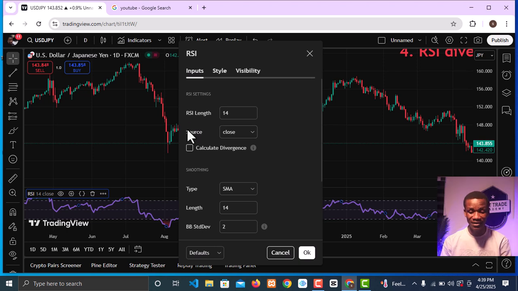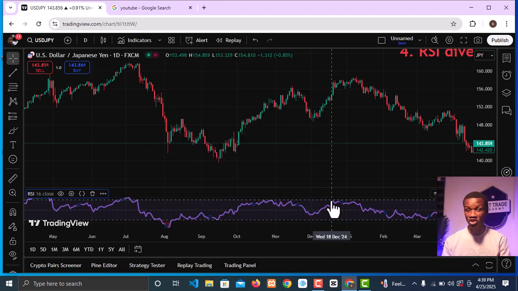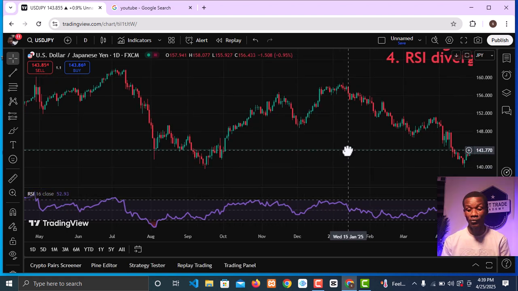Under input, you see RSI length. We want to change this length to 16. This is the best setting, in my opinion, that you can use to spot the most accurate divergence using the RSI indicator. So put 16 here and leave everything else the same, and I will click OK. Once I do that, you see there is a little bit of shift in the RSI. This helps smooth out and filter out false signals by the RSI. So this setting is very important if you really want to be in the right direction of the market when you are trading RSI divergence.